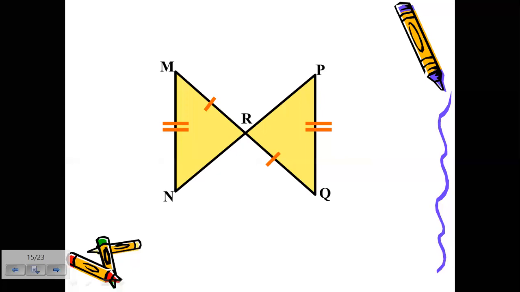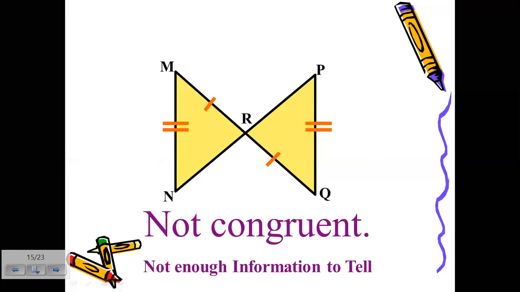Here I have RQ equal to RM and BQ equal to MN. Can I say the two triangles are congruent? Not congruent. There is not enough information to tell me it's congruent.